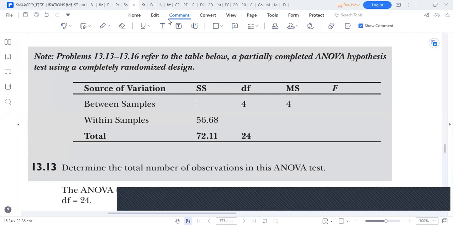So how do you get the first part here? I got the first part by subtracting the 72.7 from the 56.68, which gave me 15.43. Then I also did the same for the other part, which I got to 20. I just subtracted the 4 from the 24.